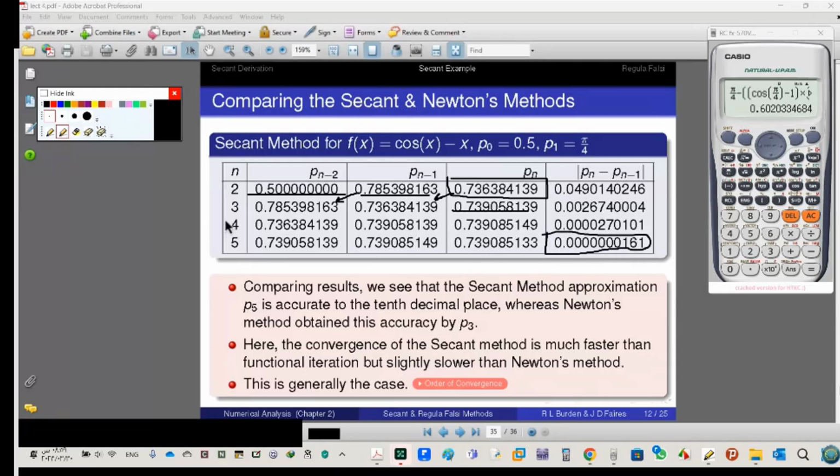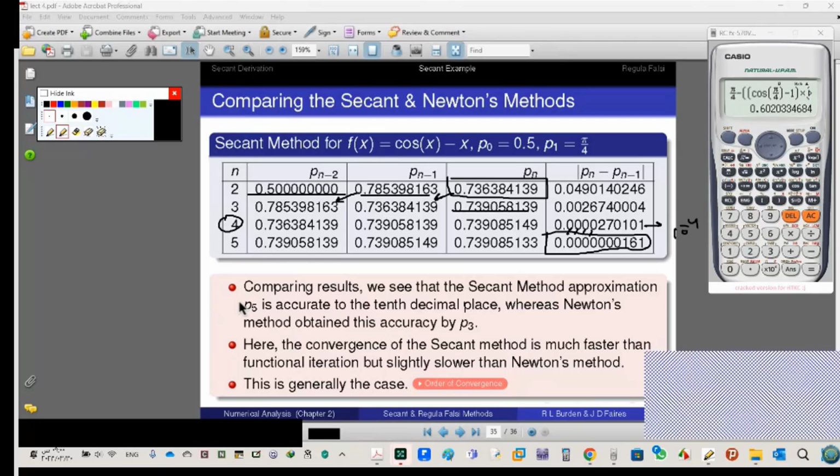But in Newton, at the 4th iteration, the error was 0. Here we have 1, 2, 3, 4. So it's an exponential minus 4 error. With that, Newton is the most powerful for this one, but secant is near to Newton, but we need 2 points to start and solve this one. Is it clear for you? Is it clear? Any question?